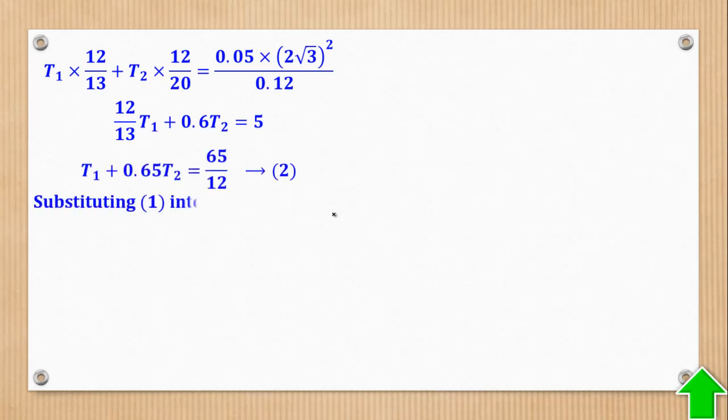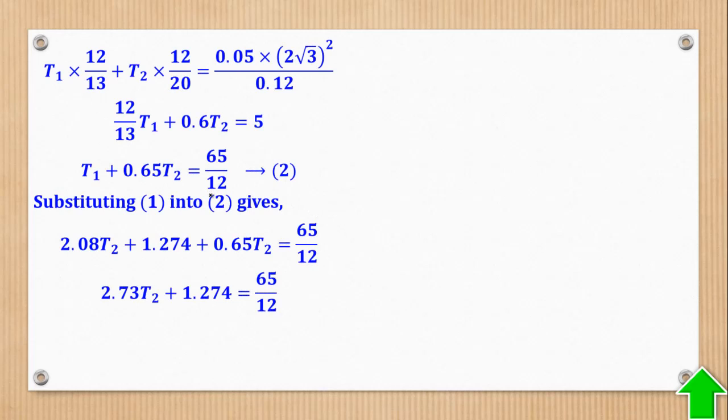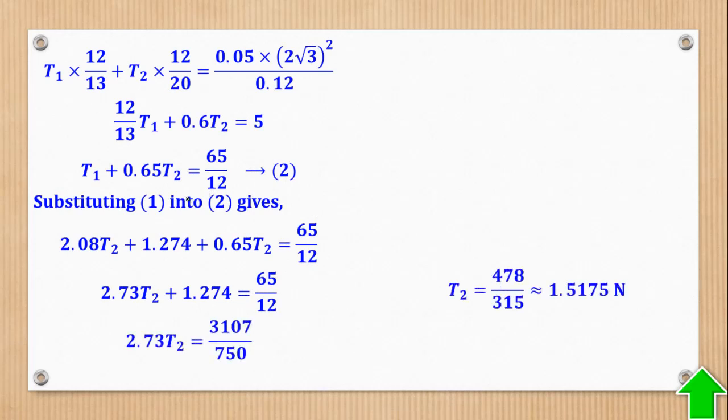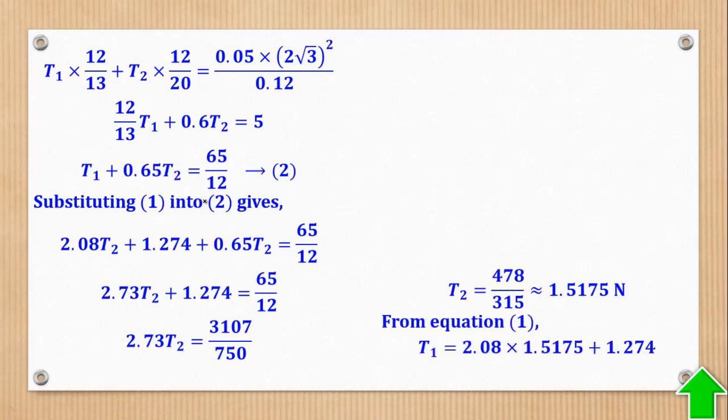So those are two equations, two unknowns. I can solve them simultaneously, and I'll come up with the value of T2. And then from equation 1, I can get the value of T1. And that's what they wanted.